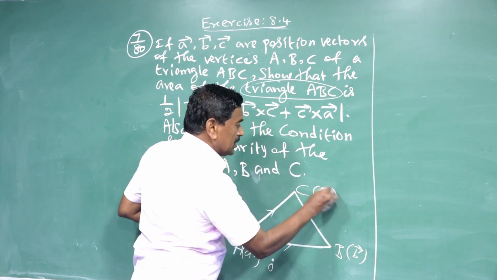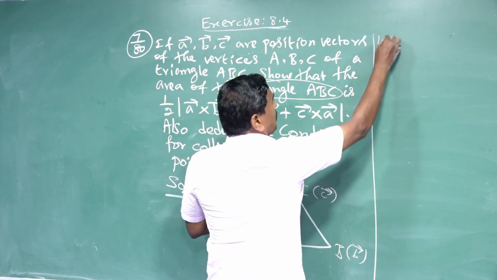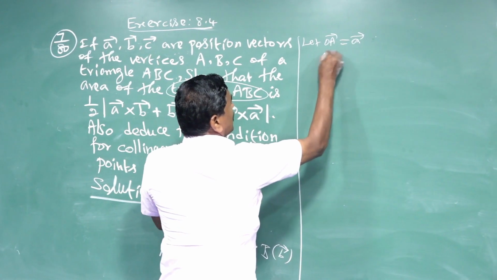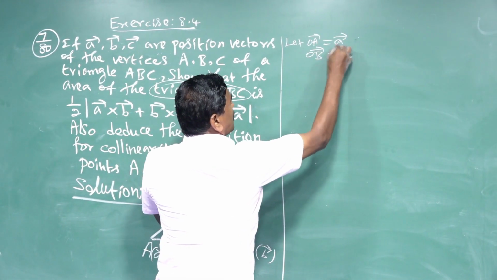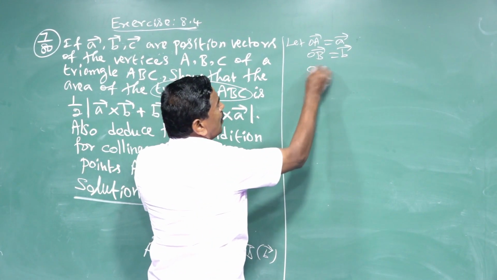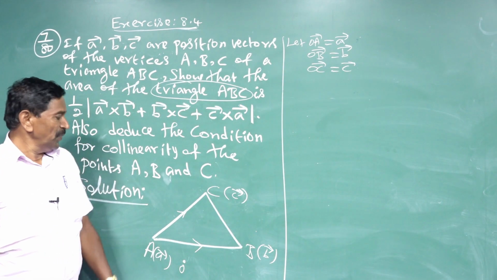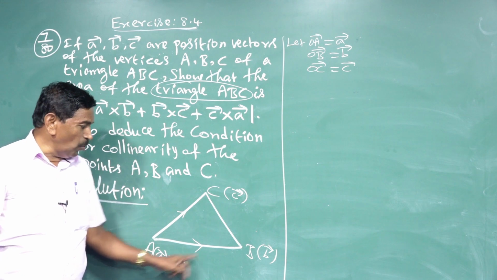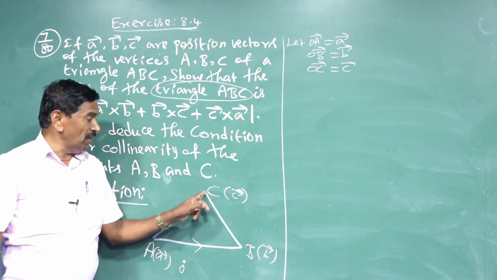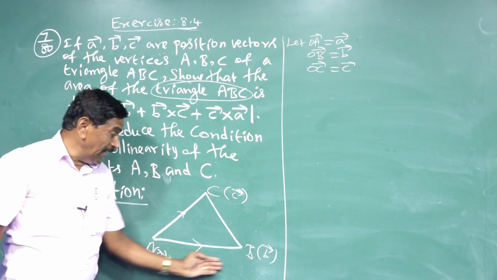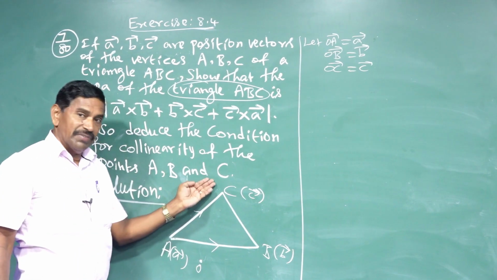So which is step 1. Listen, it is very simple. Let vector OA equal vector A, vector OB equal vector B, and vector OC equal vector C. That's all. Now I want to find vector AB and vector AC.